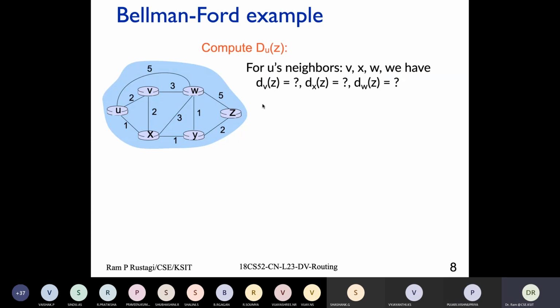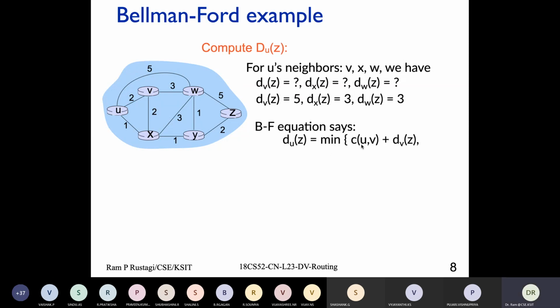Now we need to use the Bellman-Ford equation to compute DUZ. That means we look at all the neighbors of U: V, W, and X. So this is the Bellman-Ford equation: cost U to V plus DVZ, cost U to X plus distance X to Z, cost U to W plus distance from W to Z.